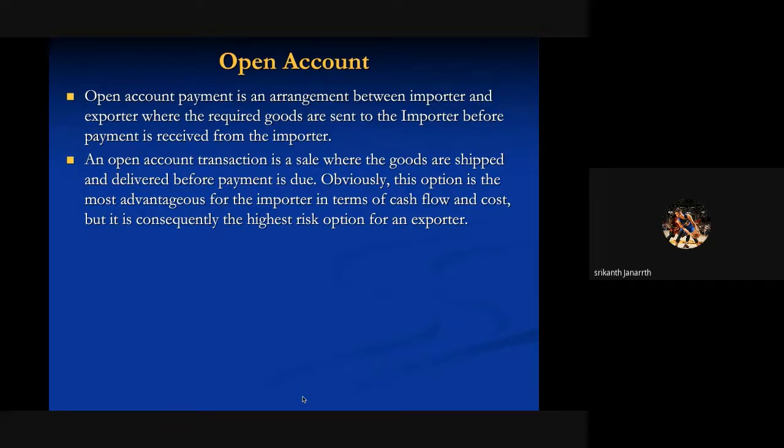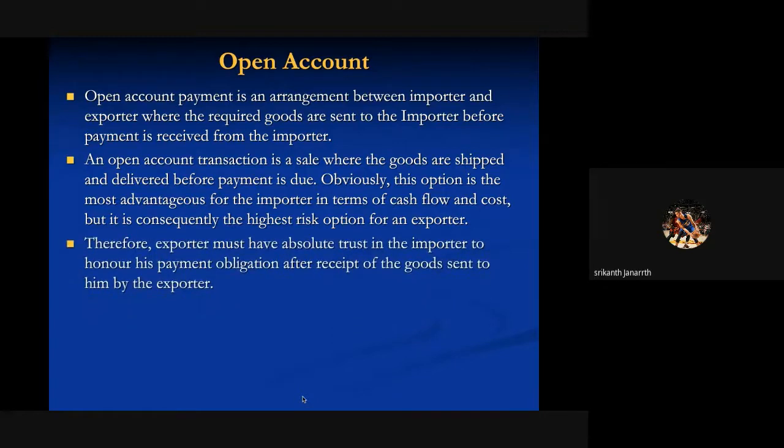This is a totally high risk trade term, open account, because as I told you, there are different commodities involved in trade. There are certain commodities which have no demand at all when it comes to the global market. It's very slow moving, but it may be essential, but the nature is such. So that is the reason you could see when there is great demand for certain commodities, they will say either DP or collection or LCs, they will use this.